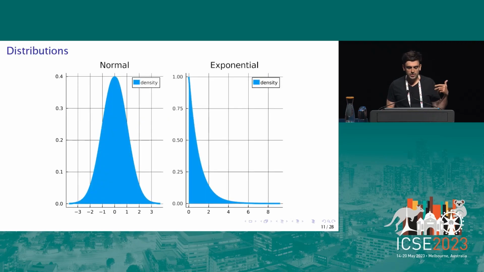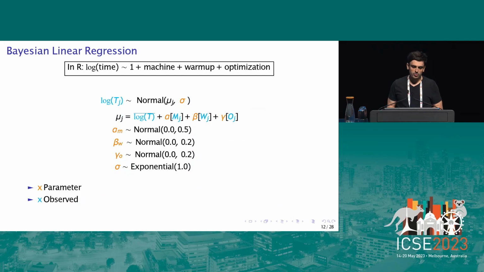So to show that it's more explicit, I will show a linear regression, which is basically the linear regression that you know, but in the Bayesian context, we use two distributions, normal and exponential, and rewrite them as a bunch of equations.